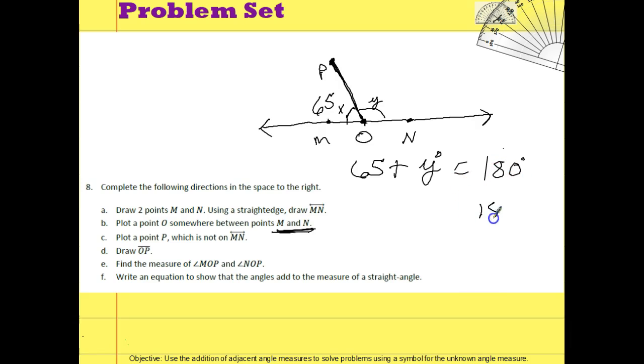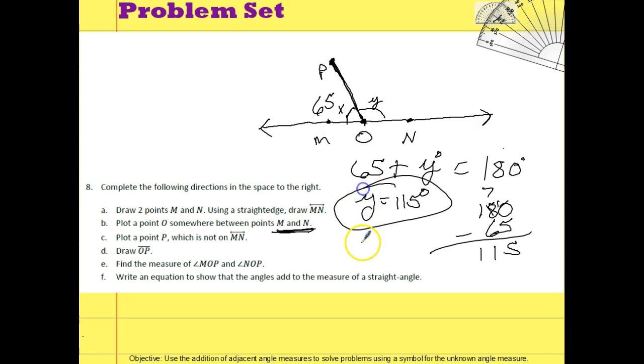So let's just do 180 minus 65. And we have to regroup. 10 minus 5 is 5. 7 minus 6 is 1. And 1 minus 0 is 1. So y equals 115 degrees. x equals 65 degrees. So 65 degrees and 115 degrees.